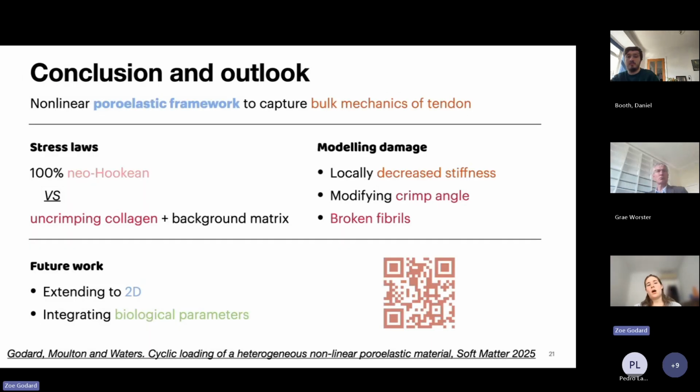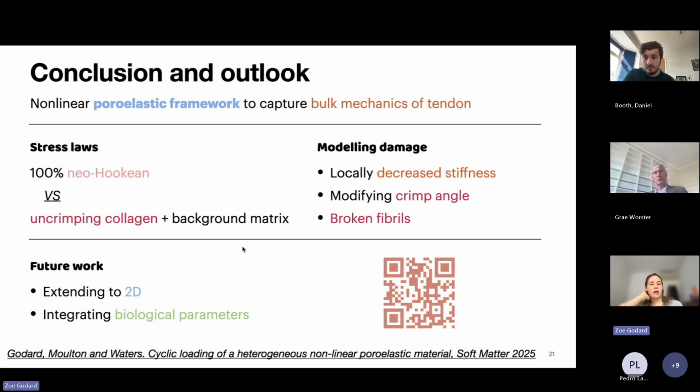Yeah, so to conclude, I got this nonlinear poroelastic framework which captures the bulk mechanics of the tendon. We looked at a completely neo-Hookean stress law and locally decreased the stiffness there and sort of characterized the response. And now we're looking at introducing this uncrimping collagen stress law with a background matrix and exploring how we can model damage there. Something that we're going to look into now as well is breaking a fibril, because that's something that we can quite easily do in that model.